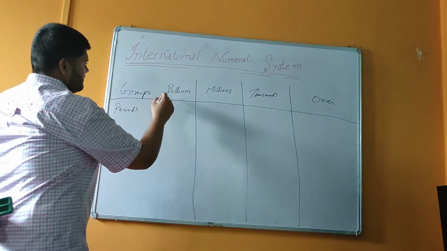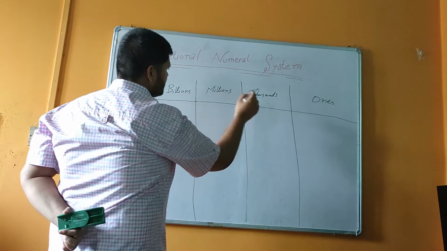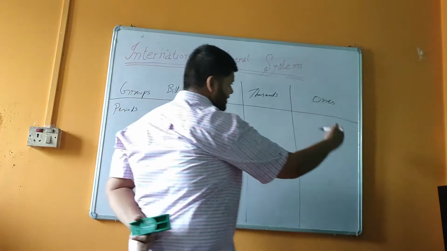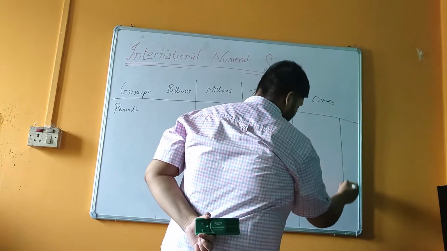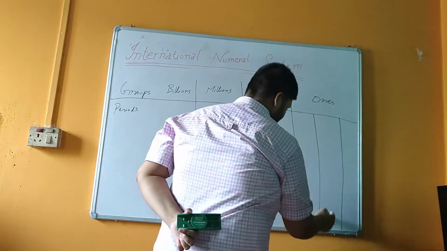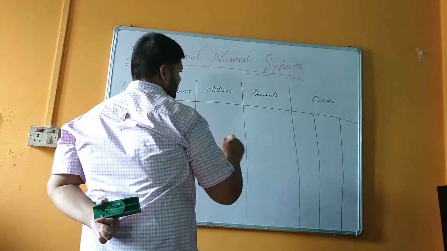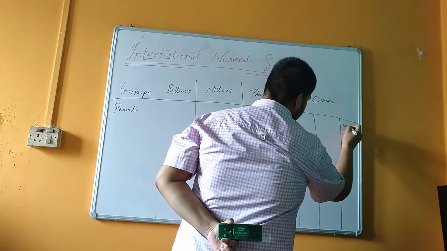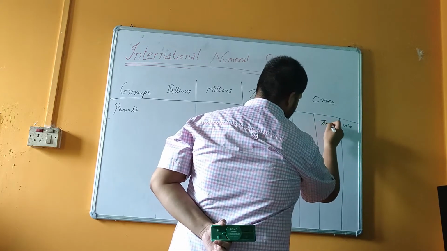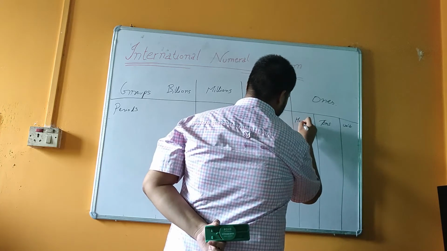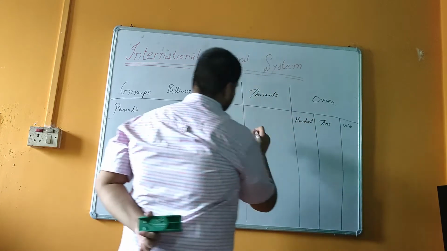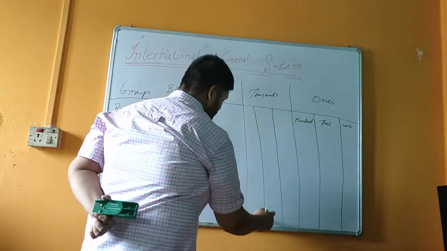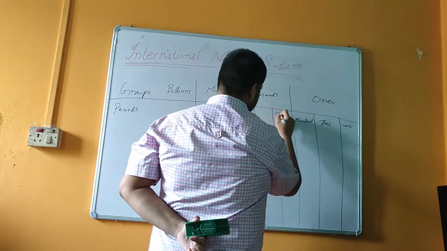Here you have billions, millions, thousands, ones. Then the periods: from the right extreme part we are going to take a column. Here in the ones group you have unit, tens, hundred. Then in thousands you will have three columns. Every time you will have three columns.